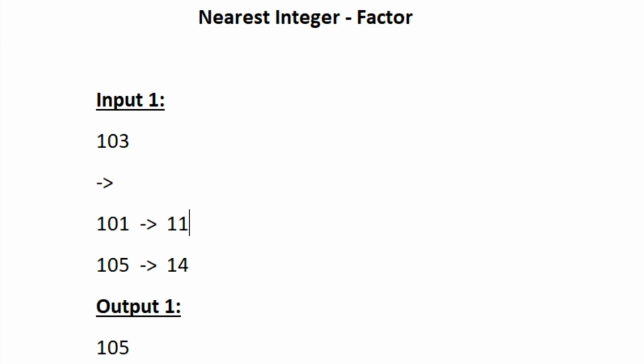So these are the two integers with absolute difference 2 for the integer 103. And the newly formed number for 101 would be 11 and for 105 it would be 15. So the integer 101 is not divisible by 11, but the integer 105 is divisible by 15. So this is the nearest integer which satisfies the given condition. So in our output we have to print the integer 105. So in our output we can see that we are printing 105.